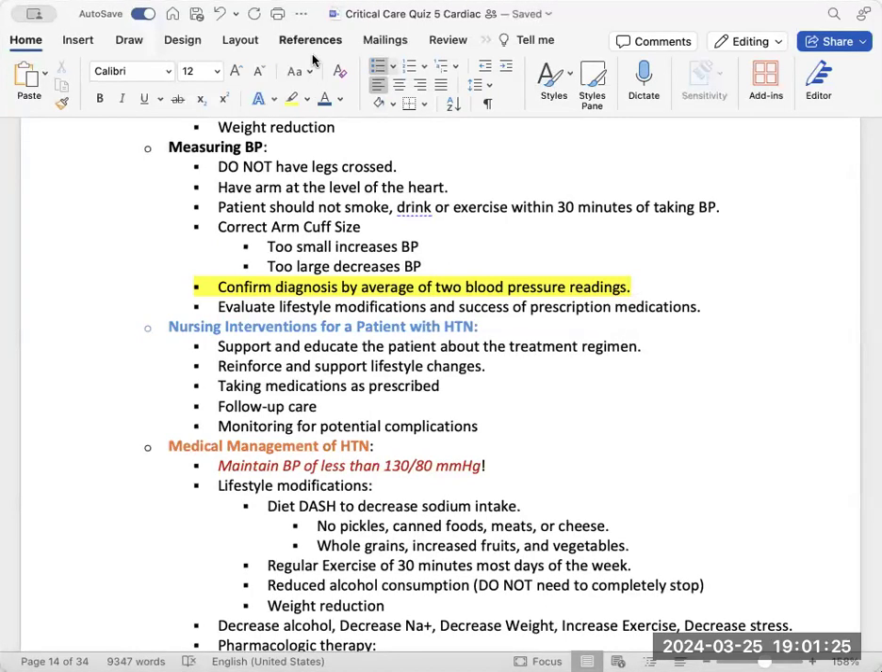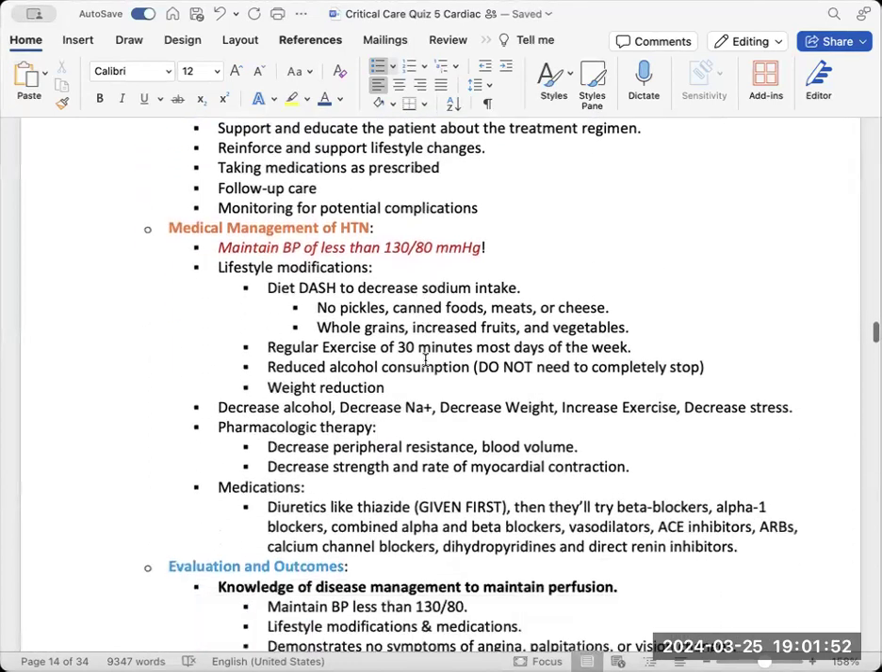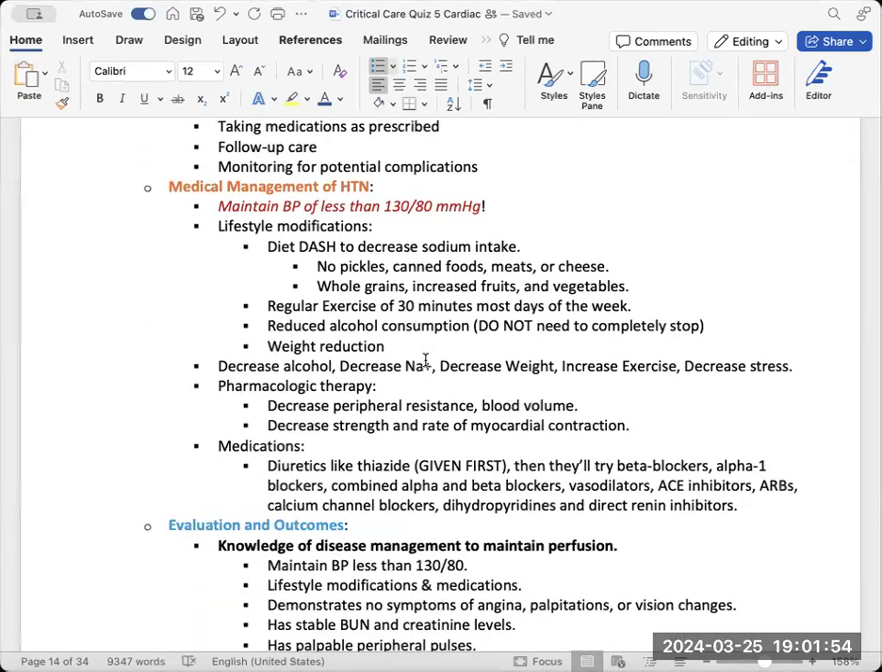When they measure their blood pressure, their arms should be at the level of their heart. They shouldn't cross their feet. Their feet should be flat on the ground. They shouldn't smoke or drink alcohol 30 minutes before. And we know that in order to confirm a diagnosis of high blood pressure, we need to have two readings, not one, two. And we want to emphasize, right, lifestyle modifications and using their prescription medications, right?